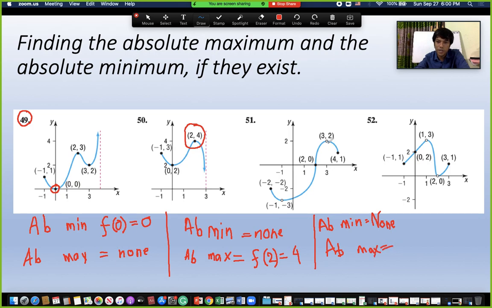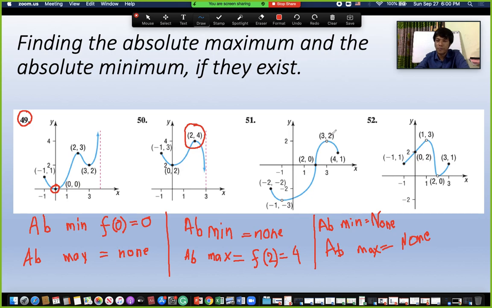Absolute max is also the same. This is also something we do not know. We do not know means we know that this should be our answer, but this is a hole. So we cannot include it. Hole means we should not include that point in our calculation or in our solution. We should not include it.